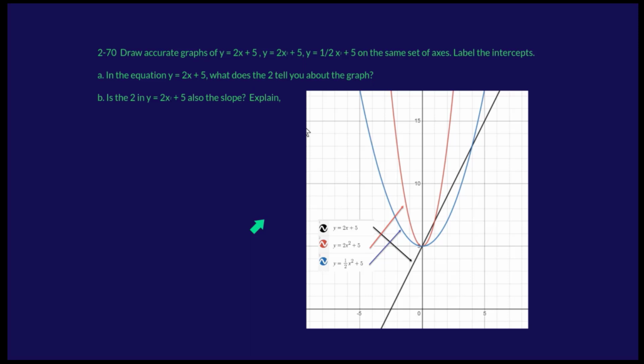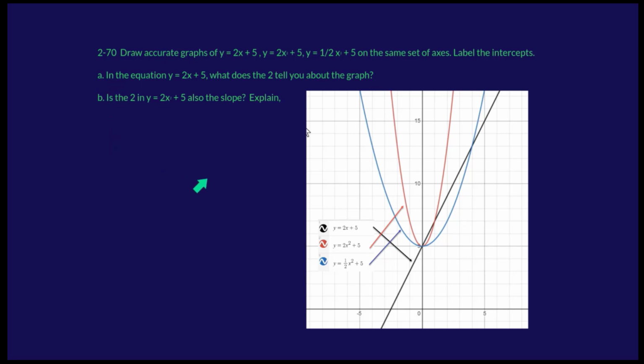Okay, so on this problem, it says draw the accurate graphs of those 3 different equations up here. Okay, and then on the same set of axes. So I have done that using Desmos. I also have labeled them here so you know which ones are which. So the black is our first one, and you can see the arrows going to it in the red and the blue. It says in the equation y equals 2x plus 5, what does the 2 tell you about the graph?